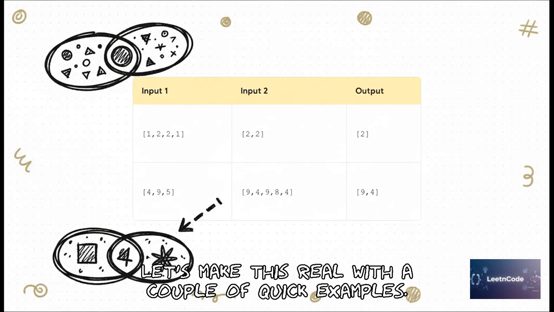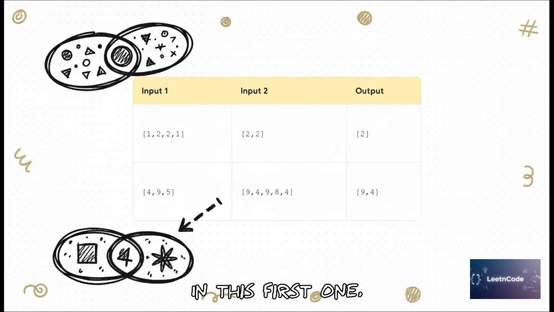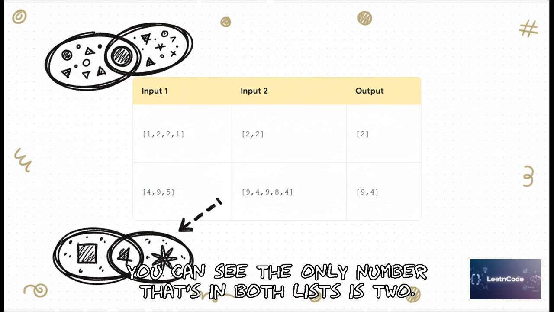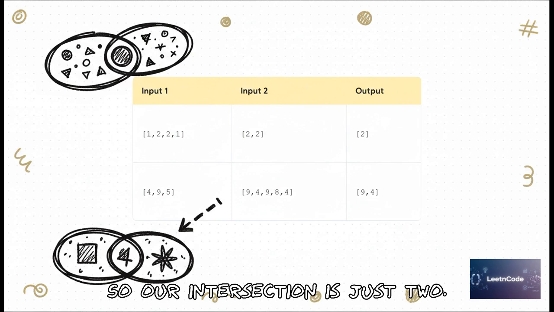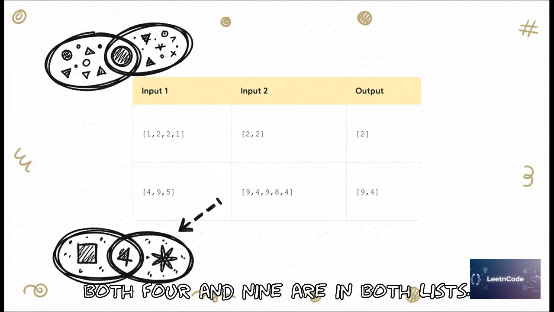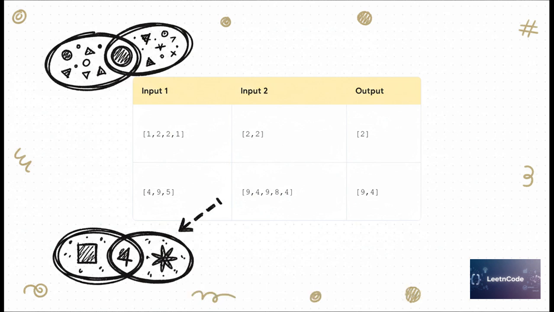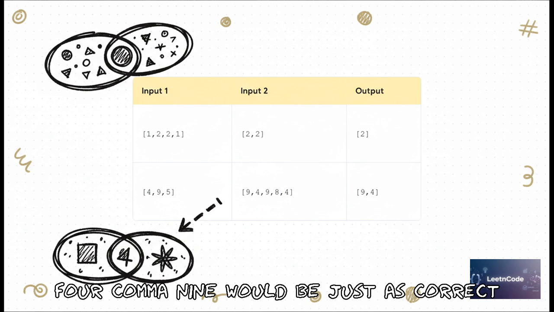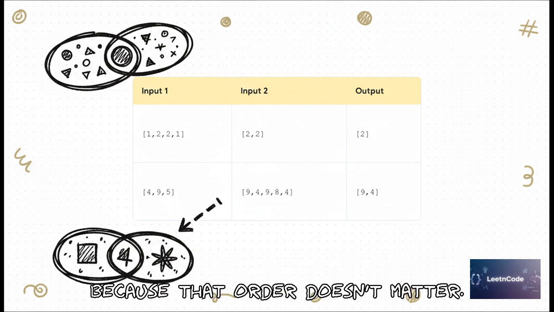Let's make this real with a couple of quick examples. In this first one, you can see the only number that's in both lists is 2. So our intersection is just 2. Easy enough. In the second example, both 4 and 9 are in both lists, so our output is 9, 4. And remember, 4, 9 would be just as correct because that order doesn't matter.